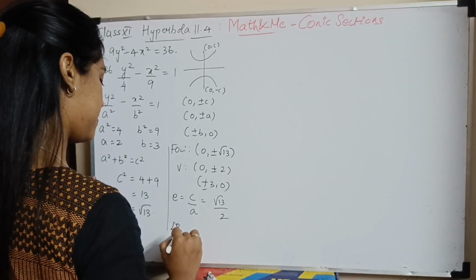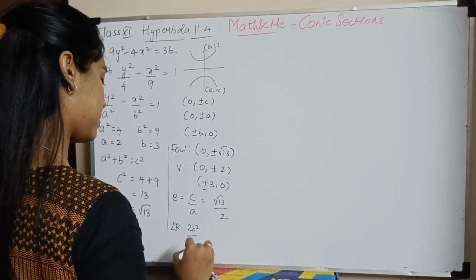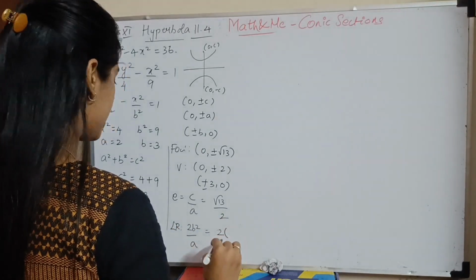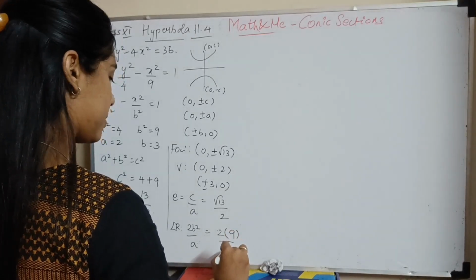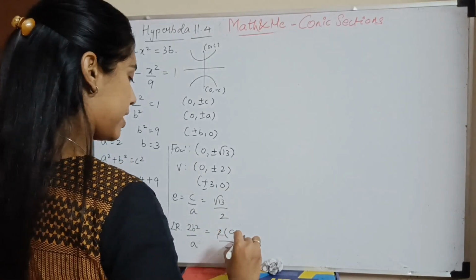Length of the latus rectum is 2b square divided by A. So I have 2 times 9 divided by 2. My A is 2. So I have 9.